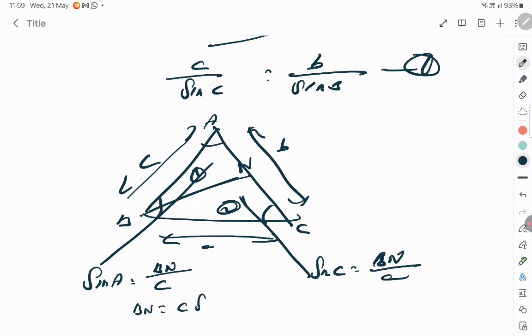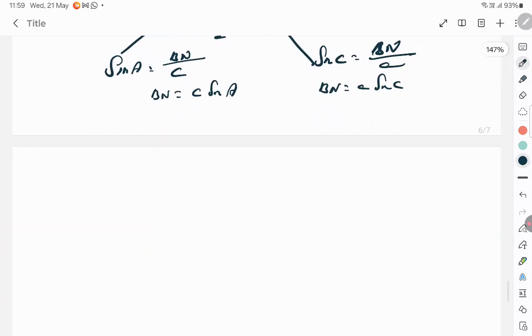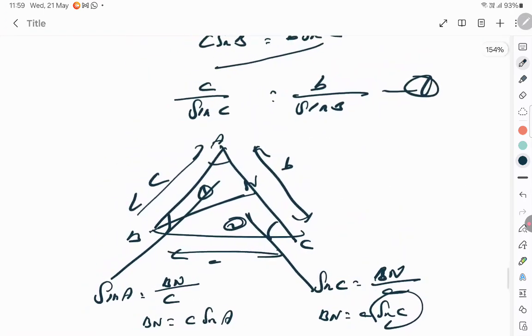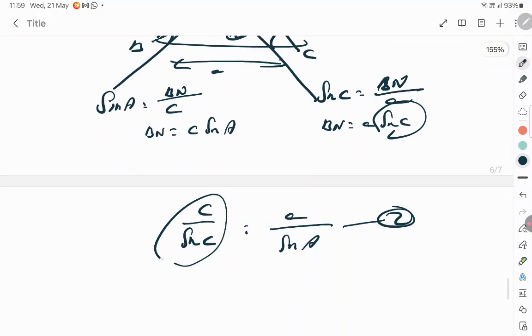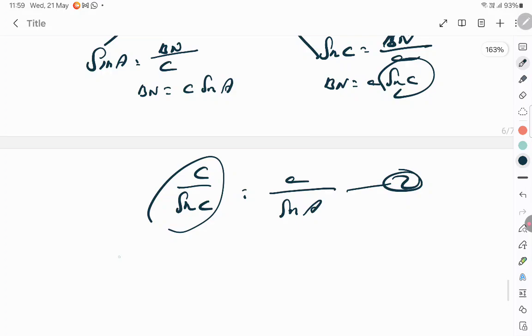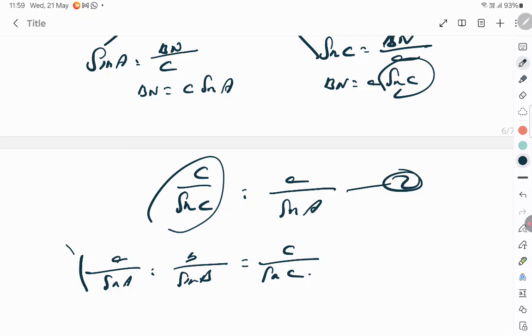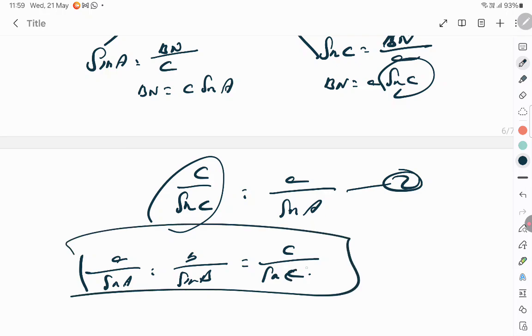The BN here is c sin A. The BN here is a sin C. You can equate both of these because both of them represent BN. Therefore, c by sin C is equal to a by sin A. This is my equation 2. Can you see c by sin C is here, c by sin C is here. So equating 1 and 2, you get a by sin A is equal to b by sin B is equal to c by sin C, and that confirms the law of sines.